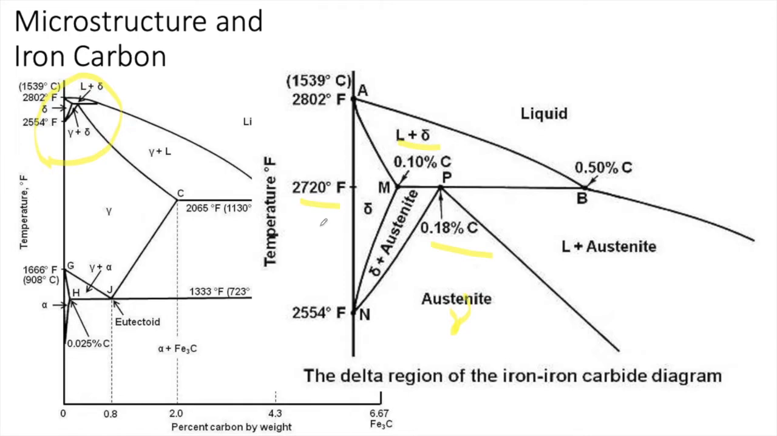In practice, the cooling rate of transformation from liquid to austenite is slow enough. It requires continuous adjustment in the composition of the phases required for equilibrium.